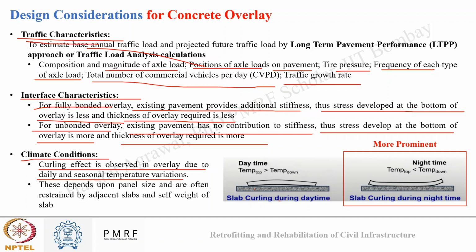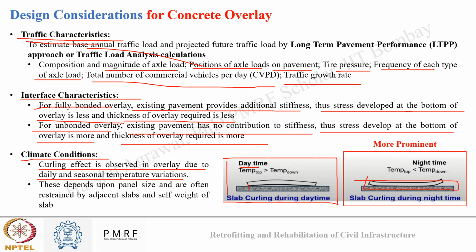Now, in terms of climatic condition, curling effect is observed in overlay due to daily and seasonal temperature variation. Okay, so you can see here when the temperature at the top is greater than the temperature at the bottom, then there can be upward curling, and this generally happens in the daytime. While at night time, when the temperature at the top is lower than the temperature at the bottom, then you can see such type of curling that can occur in the slabs.